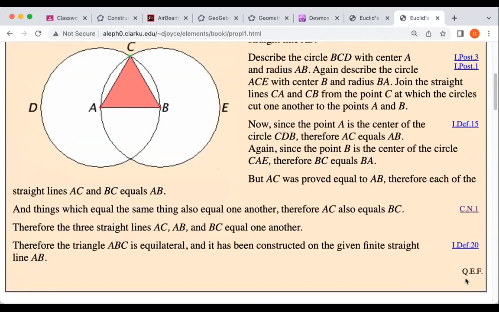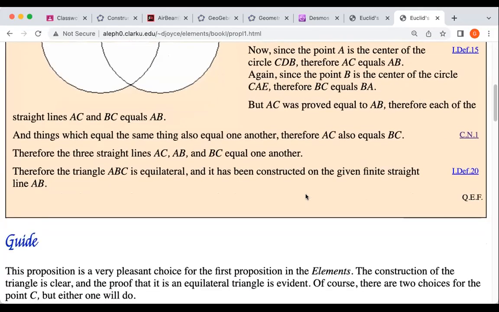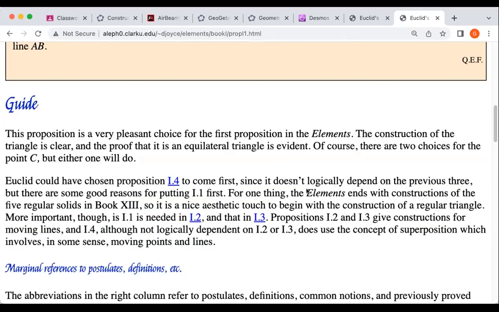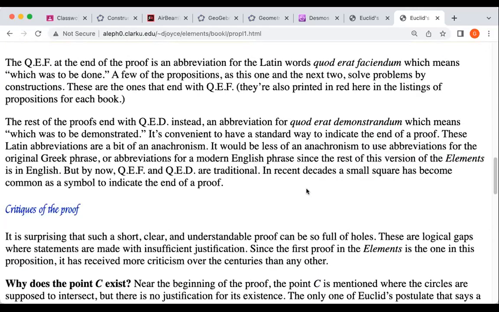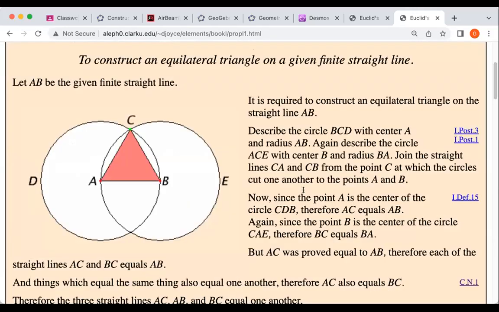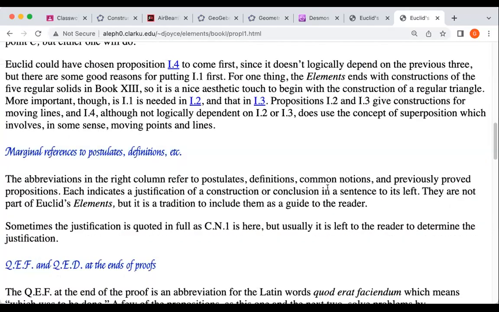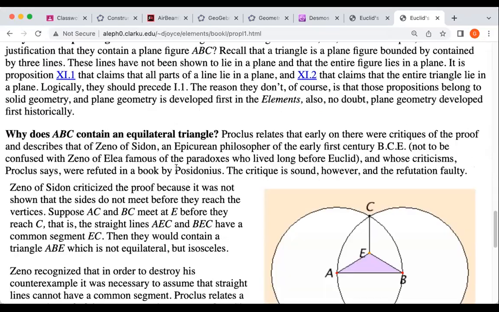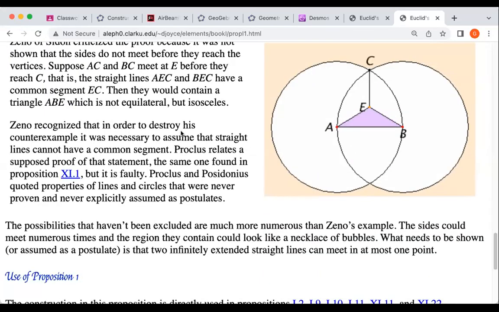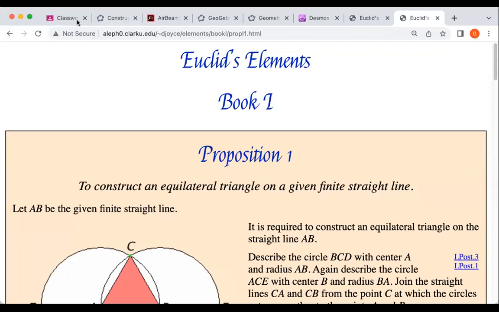QED means it's been proved. QEF, I've never seen that before with an F. And then this guy in the guide has a lot to say about it, because some people have argued, how do you know the two circles intersect even? Euclid assumed that. But he explains why point C exists, why it is a plane figure, why it contains equal sides. You could do all kinds of analysis of this. Okay, well, that's book one, proposition one.